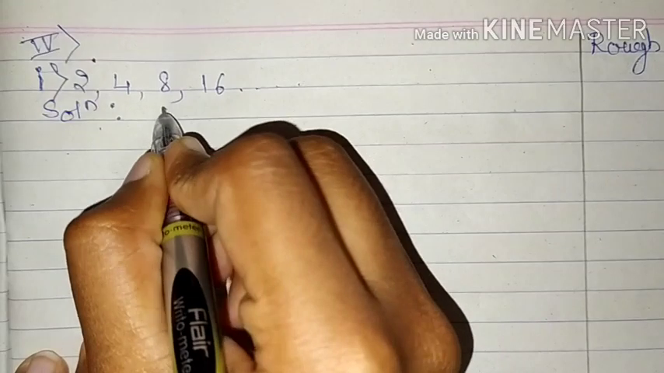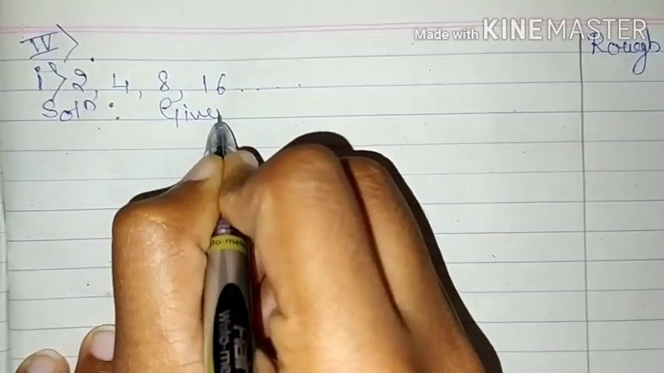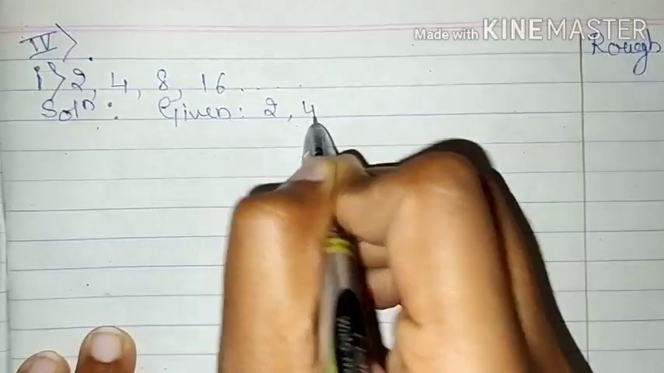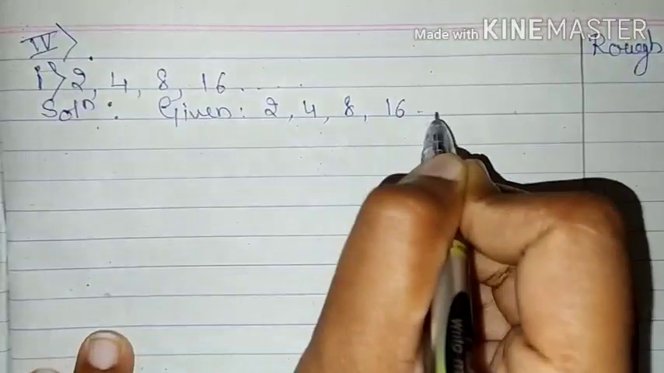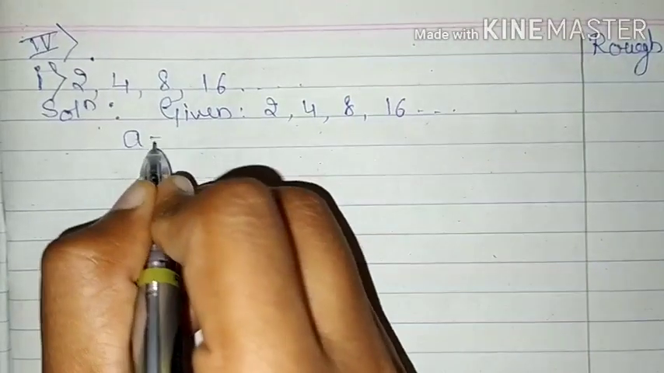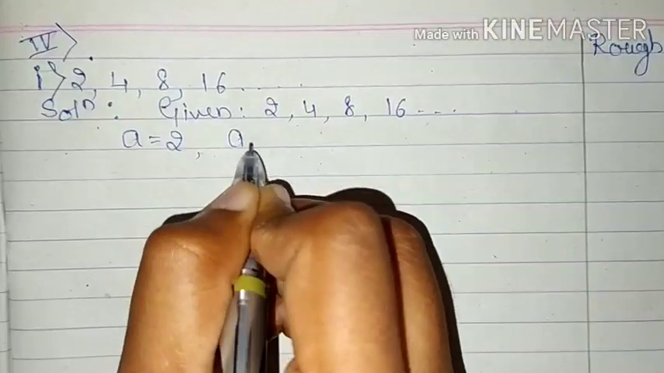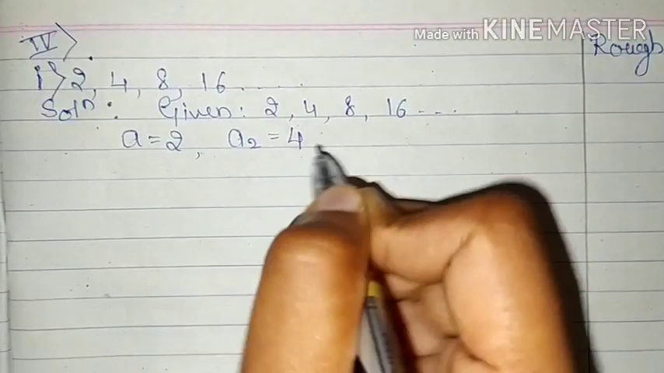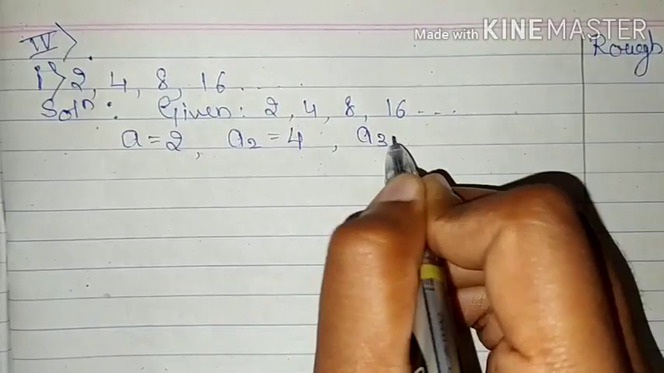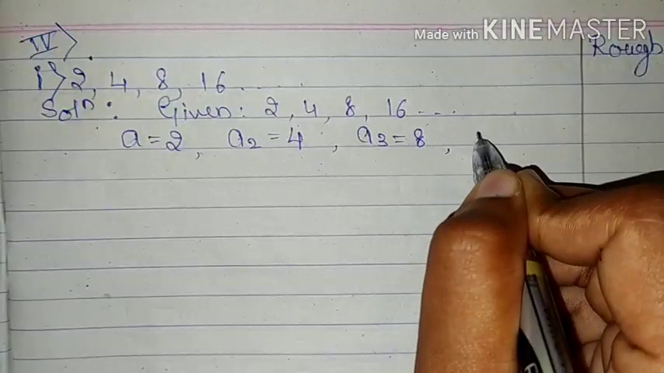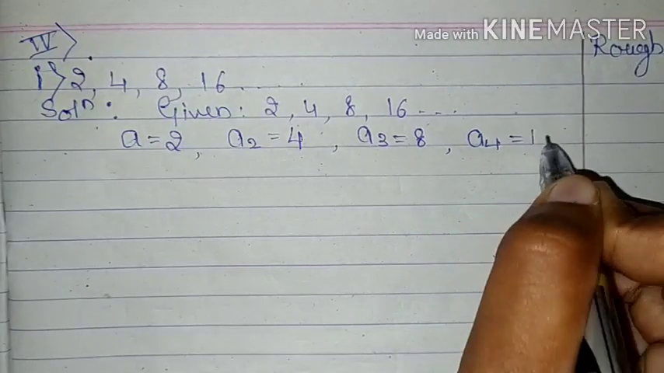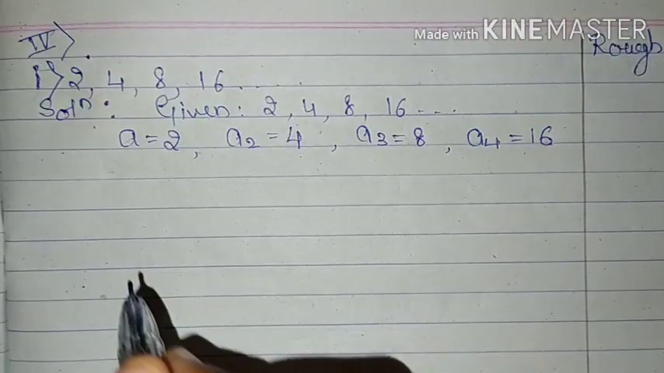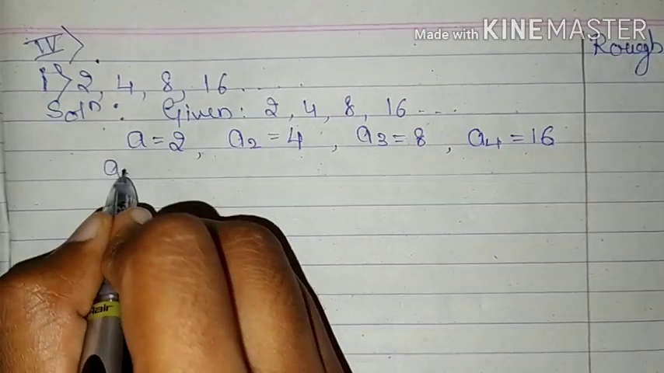Okay, so given 2, 4, 8, 16, a1 is equal to 2, a2 is equal to 4, a3 is equal to 8, and a4 is equal to 16, right? So now let us go on finding the differences.